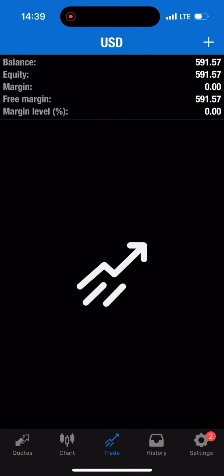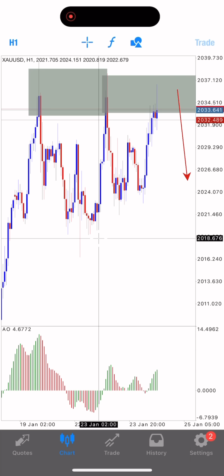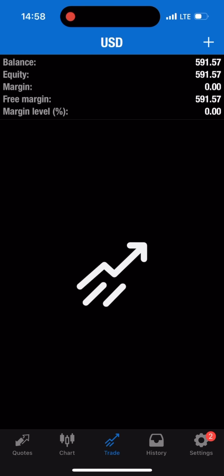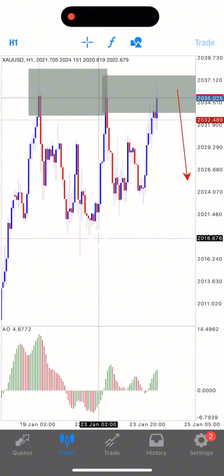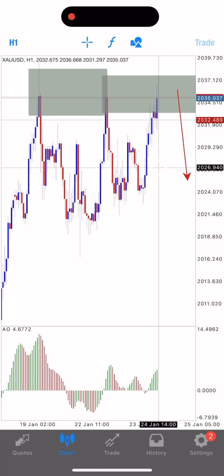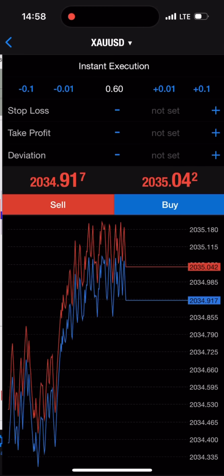Our balance now is 591.57. So let's look for another trade and then let's take this account to somewhere again, guys. We are still going to be looking for another trade at this same level here again. So we are going to be entering a re-entry.